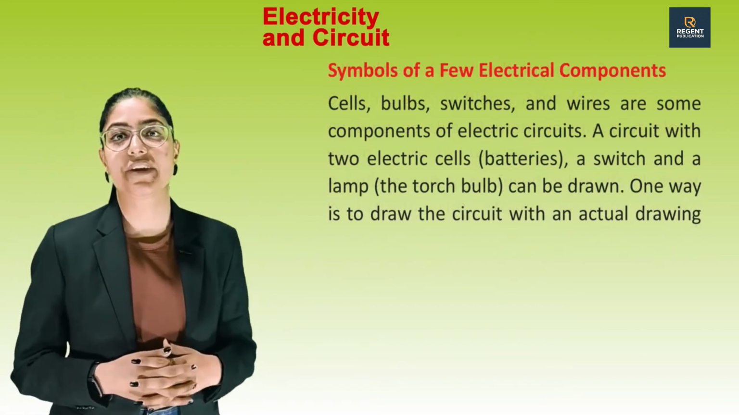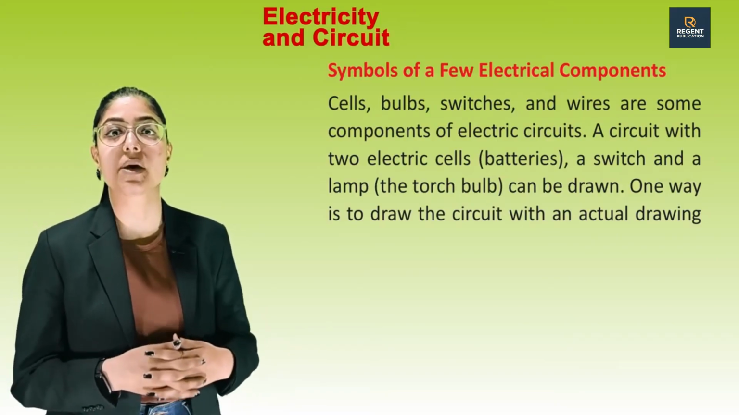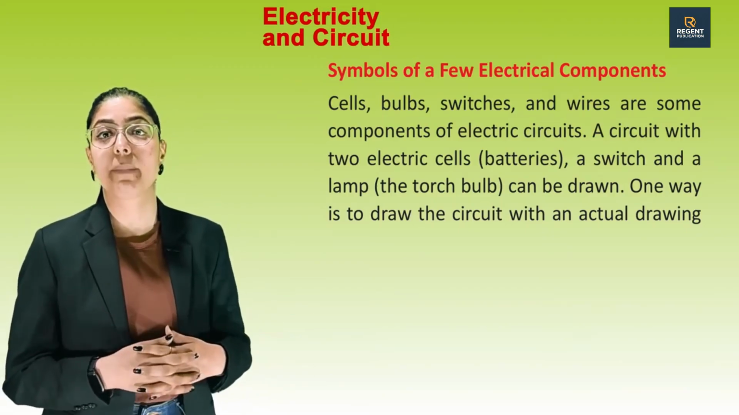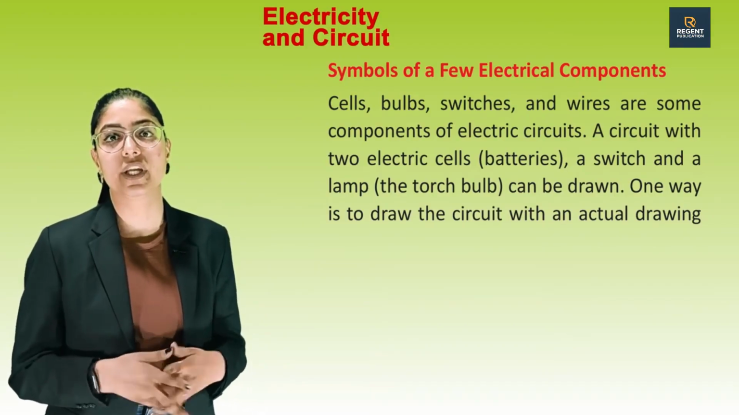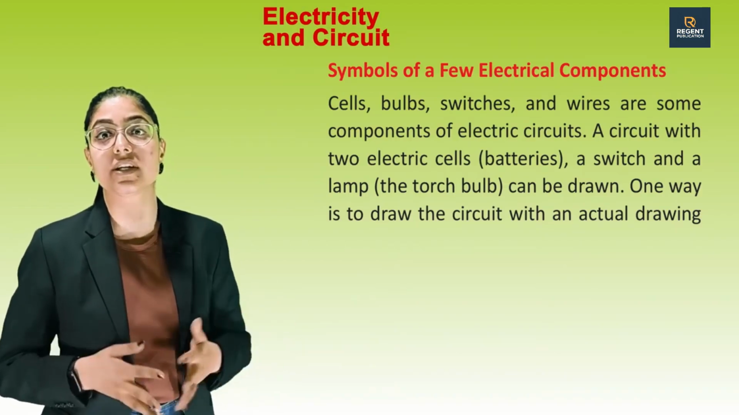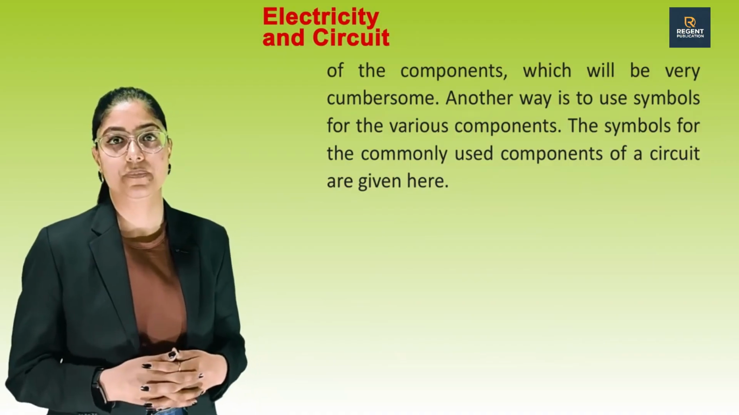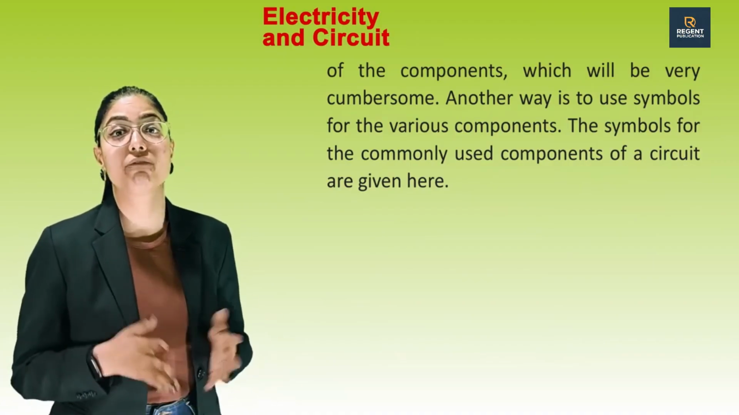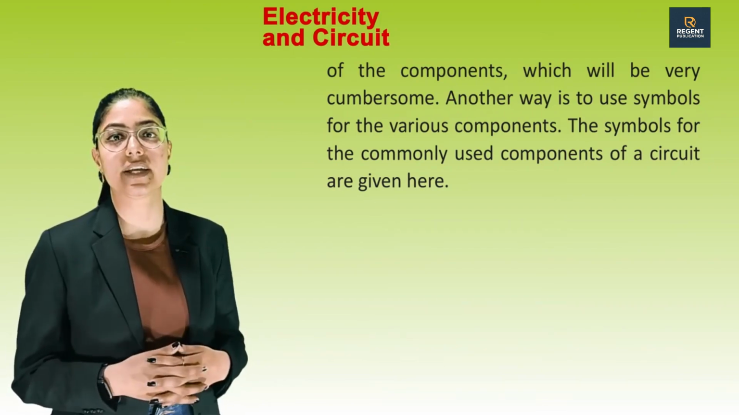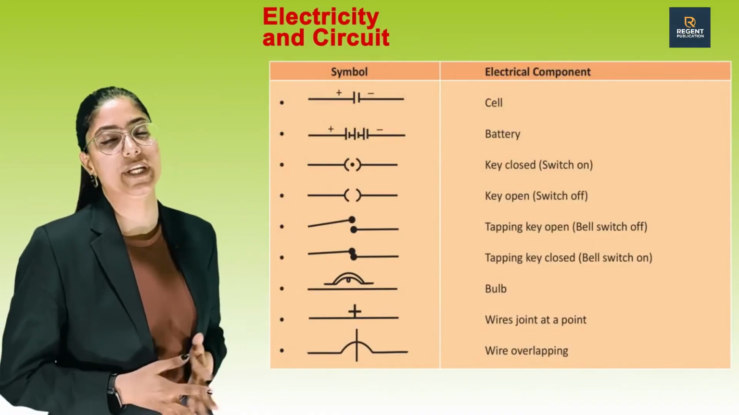Symbols of a few electrical components. Cells, bulb, switches and wires are some components of electric circuits. A circuit with two electric cells, a battery, a switch and a lamp, the torch bulb, can be drawn. One way is to draw the circuit with an actual drawing of the components, which is very cumbersome. Another way is to use symbols for various components. The symbols for the commonly used components of a circuit are given here. See this table of symbols and electric components.